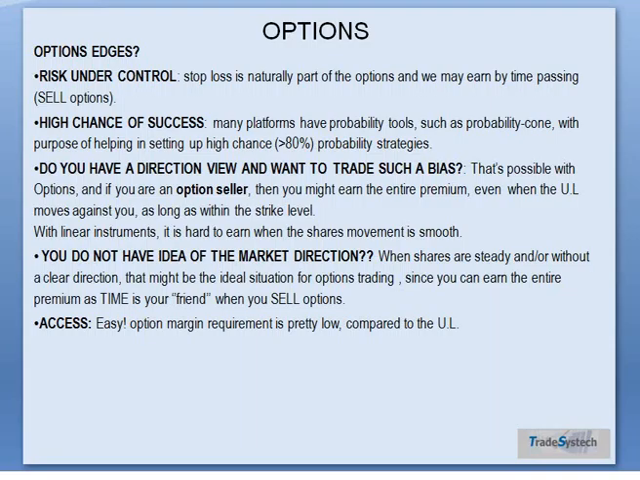The main advantage, the edge of options, is that first of all, the risk is under control and the stop loss is naturally part of an option, because when you buy an option, for example, the maximum loss is pretty limited. So it's a sort of stop loss which is part of the option.